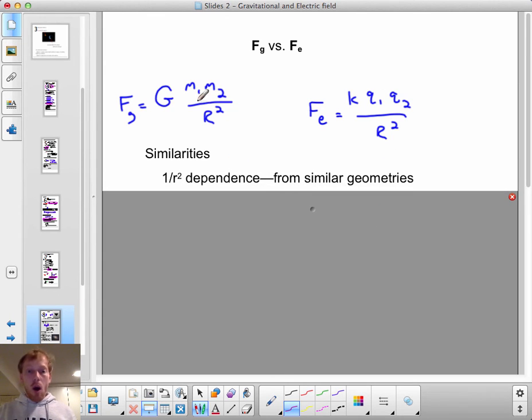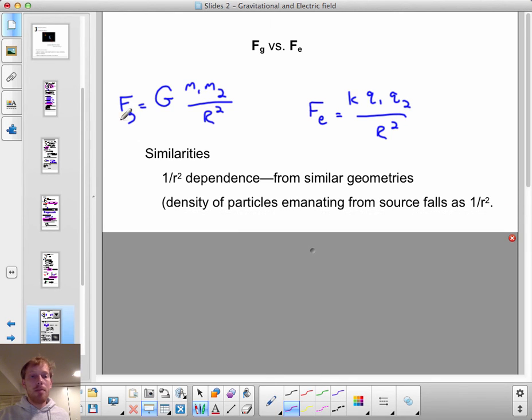One is this 1 over r squared dependence. And you might wonder, why would both the electric force and the gravitational force have a 1 over r squared dependence? They get weaker as two objects are separated more and more, and when the distance between objects is doubled, the force scales by a quarter in both cases. Why is that?